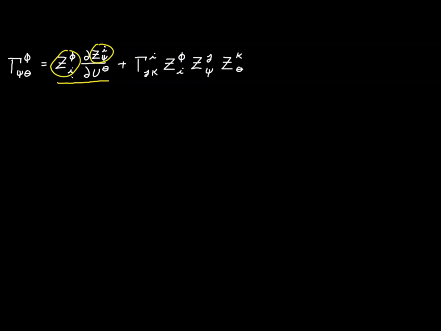For example, z phi I can be written as z alpha I times s phi alpha. So this product is the same as this. And then we'll have the partial derivative with respect to u theta, and this term can be represented as z i beta times s beta psi. Okay, so having done that, we'll then expand this out using the product rule.